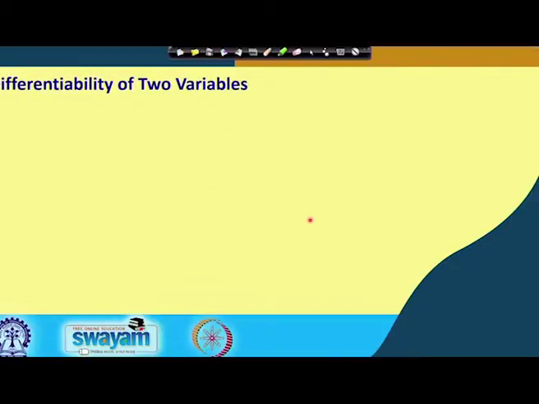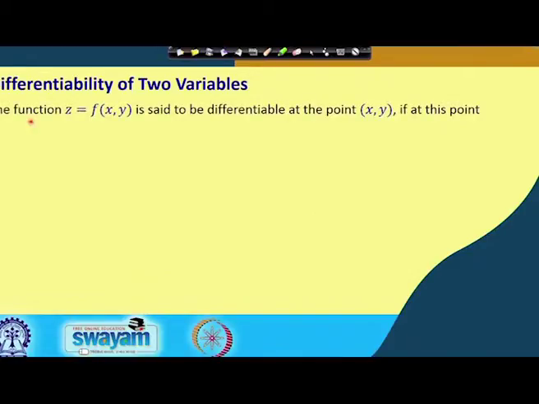Just to define the differentiability of functions of two variables, we take this function z = f(x, y), and this is said to be differentiable at a general point (x, y) if at this point we can express the change in z. Here x and y are independent variables. So, if the change Δz is equal to a times Δx plus b times Δy plus ε1 times Δx and ε2 times Δy.